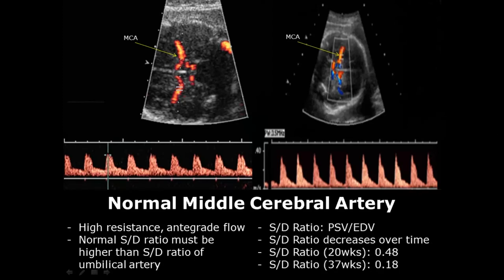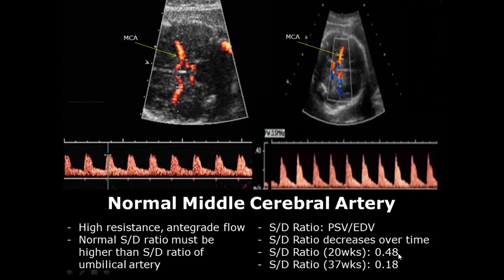The S/D ratio is calculated by using this formula: PSV, that is peak systolic velocity, that is the highest velocity in the graph, divided by end diastolic velocity, that is the lowest velocity on the graph. It is a measure of resistance and it must decrease over time.